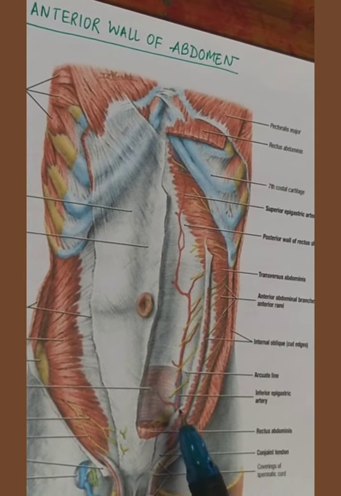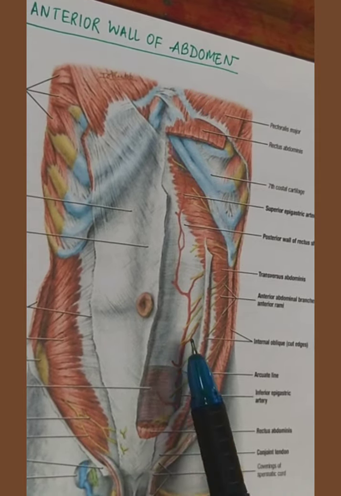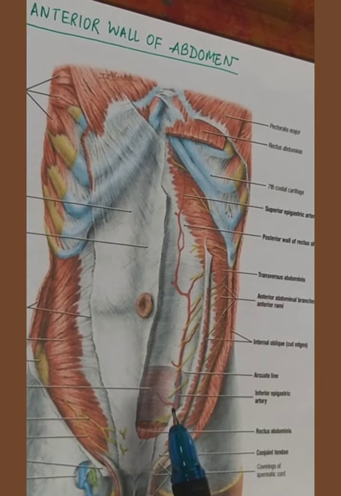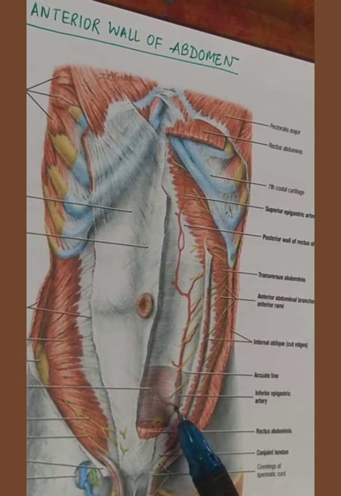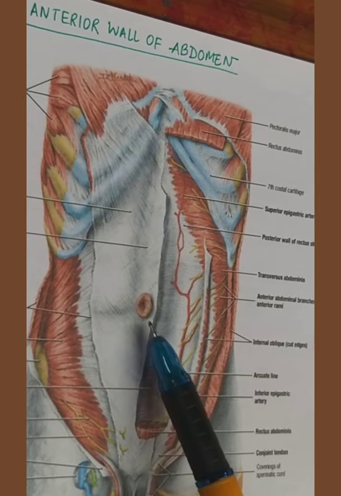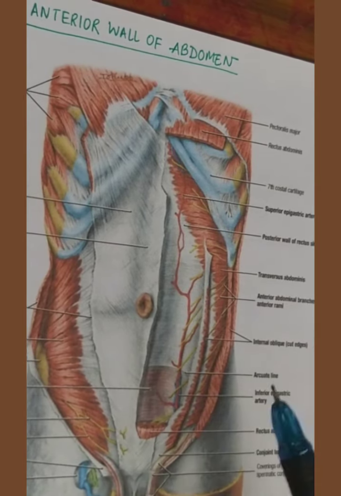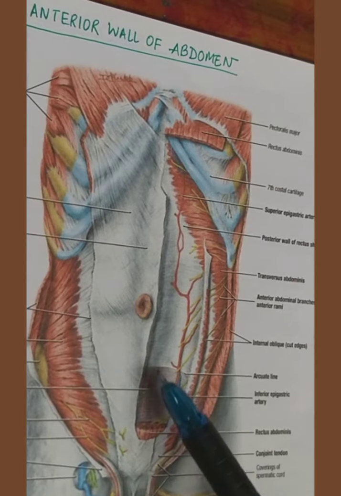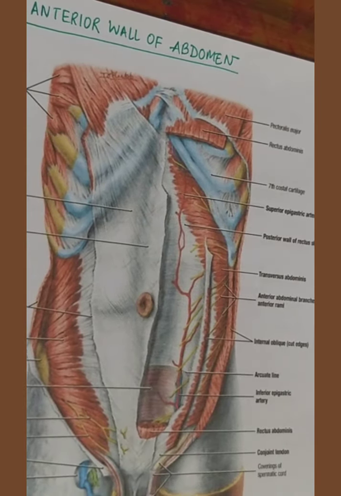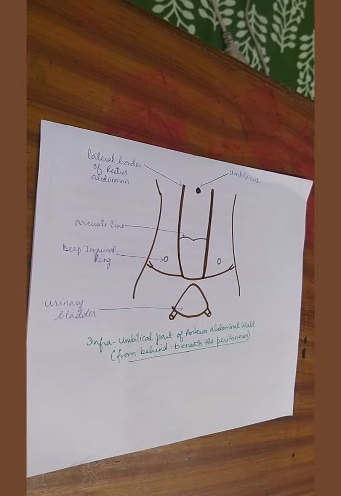First is the inferior epigastric artery. You can see here the inferior epigastric artery, before it pierces the fascia transversalis. Then there is the obliterated umbilical artery, passing towards the umbilicus. And finally, we have the median umbilical ligament extending from the apex of the urinary bladder to the umbilicus. The innermost layer, the eighth layer, is the parietal peritoneum.